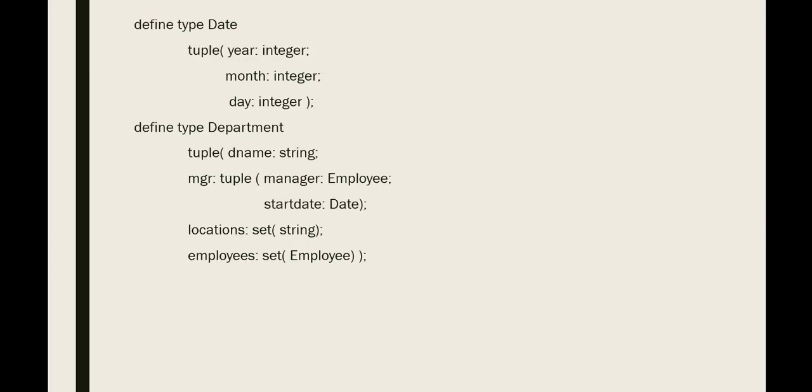Next we have date. Another type is date. It is also in tuple form. We have the year as an integer, month integer, and day integer. Another type, department, here is also represented in tuple form. You have the department name. Dname here stands for department name in string, and we have the manager also in tuple format. We have the employee, then start date, and location in the form of a set of strings.